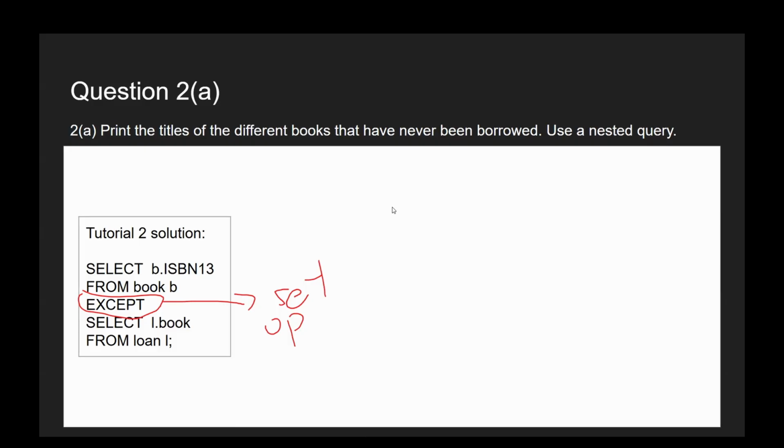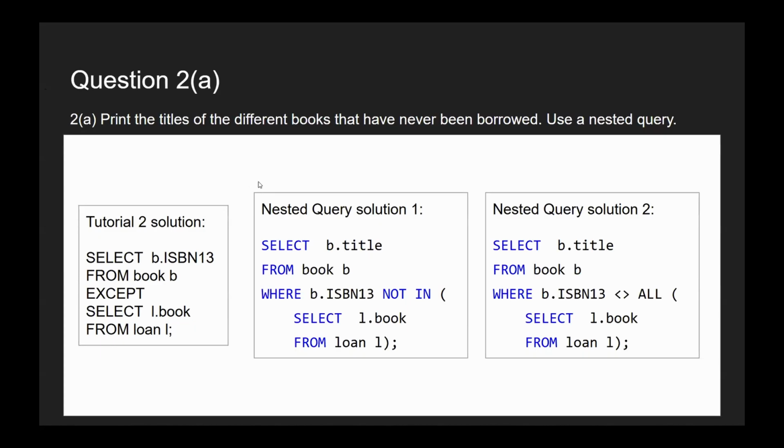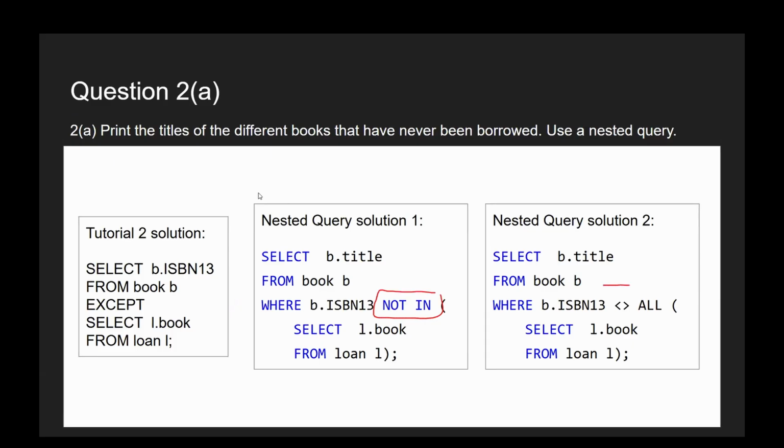I still remember there was this student who asked me, is there any other way besides using set operation? And the answer is yes, there actually are solutions for that. And here are two solutions for you guys. The first one is using not in, and the second one is using lesser or greater than all. Essentially, these two are the same. So the idea is that I want to find the book that's not inside the loan. Makes sense, right?